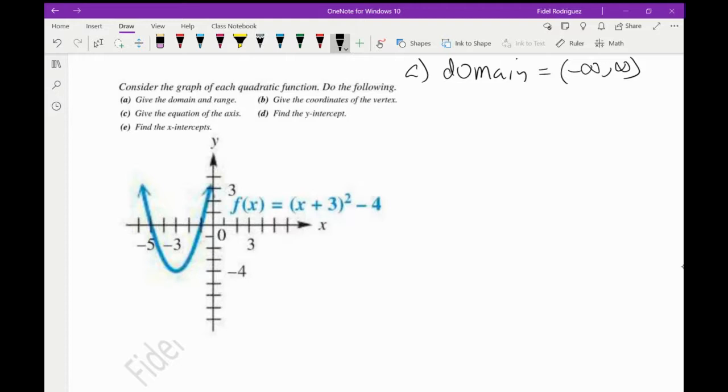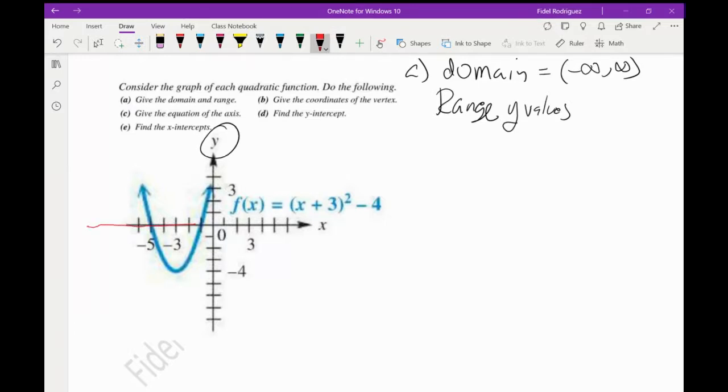Now, we're going to do the range. So remember, the domain refers to the x values. The range refers to the y values, right? Okay, so here's my y-axis. And when I'm thinking about the range, when we think about the domain, we go on the x-axis. I'm just going to do this in red, and then I'll erase it a little bit.